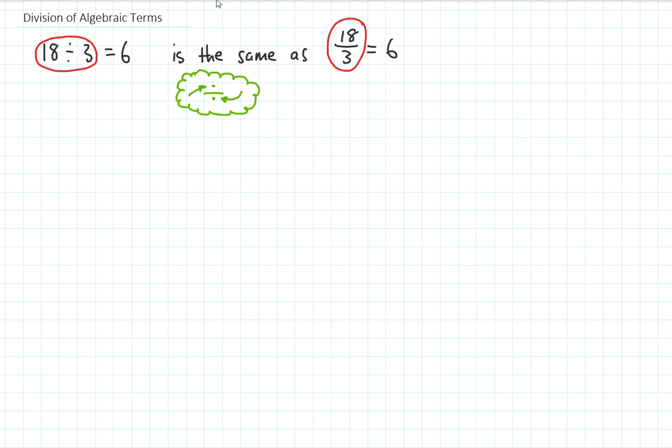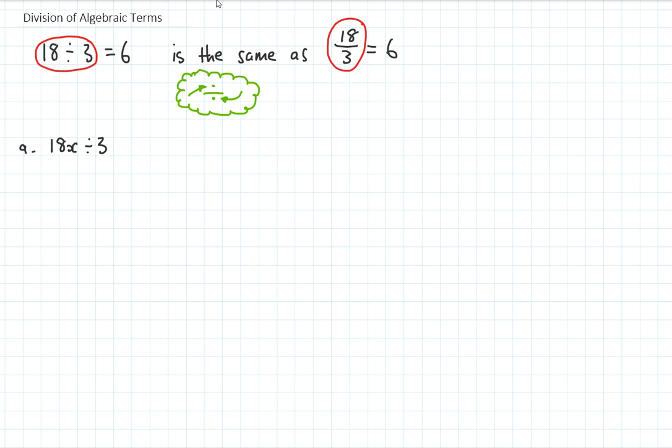Now, we know that what makes a term an algebraic term and what makes an expression an algebraic expression is the inclusion of pronumerals. So we need to understand how we can do this sort of work. The first example I'm going to show you uses 18 and 3 again because we've already seen that, so let's see if it helps figure the answer out here: 18x divided by 3.